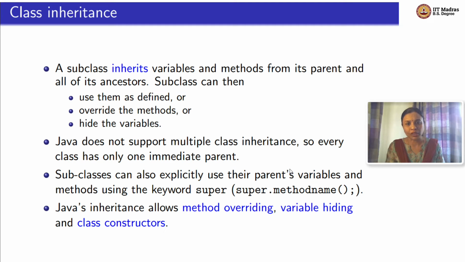The methods also they inherit. They directly can use it by prefixing the keyword super. So you say super.method name. This method with a particular method name belongs to the parent class. So Java's inheritance, class inheritance, allows a child class to do method overriding, to do variable hiding, and it also allows the use of class constructors.